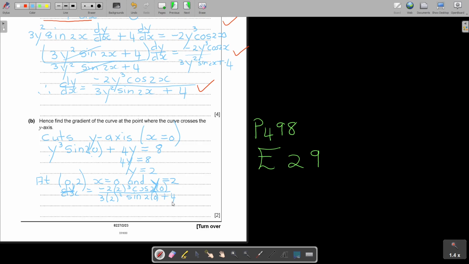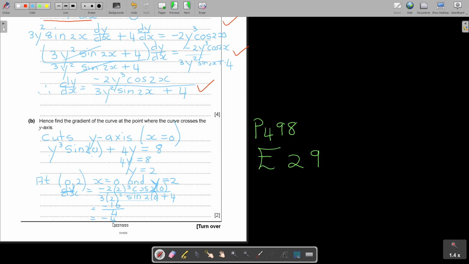Okay, and if I simplify this, basically this is just going to become 1 because cos 0 is 1. So 2 to the power of 3 is 8, and 8 times negative 2 will be negative 16. And that will be over the next one, this whole thing, because sin 0 is 0. So that whole thing will become 0, and it will just be the 4. And the final answer will then be negative 4.